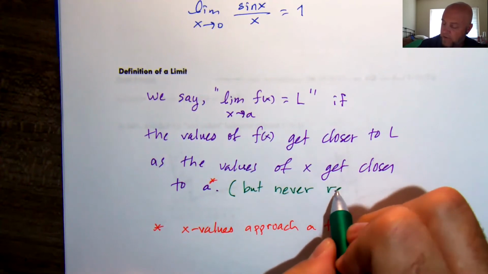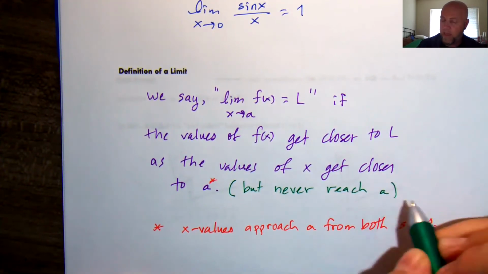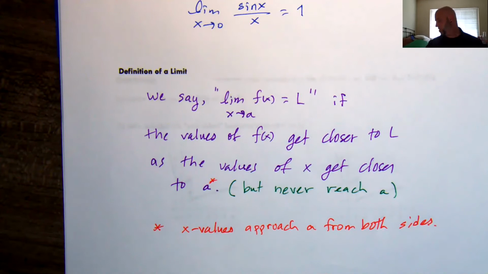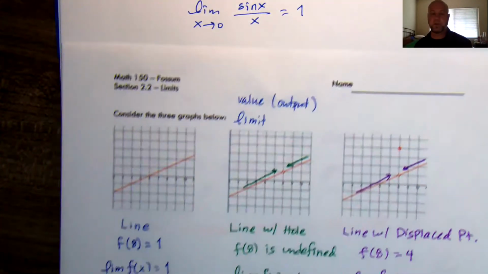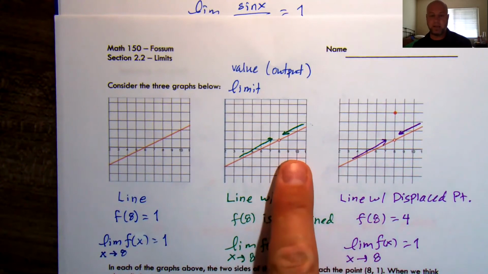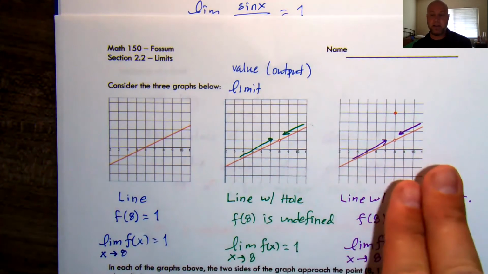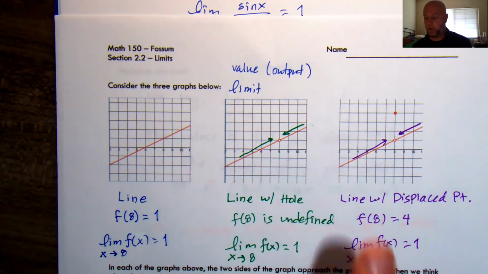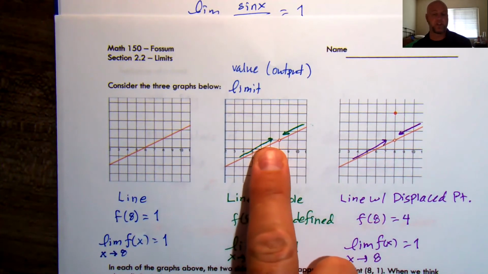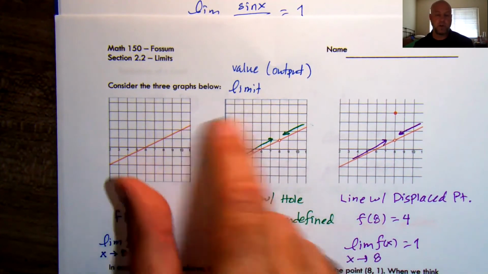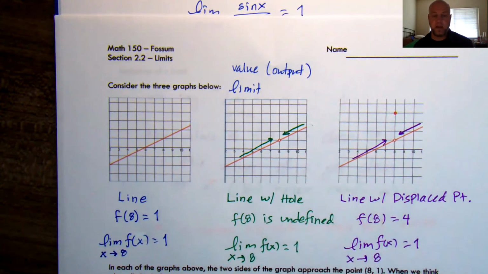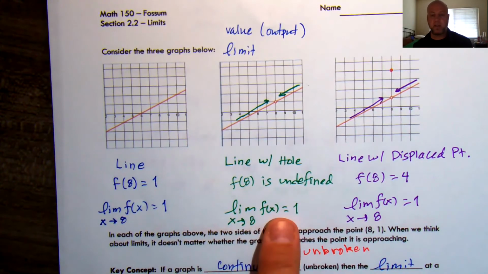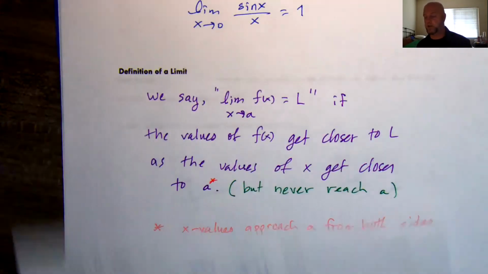And it's that idea of never reaching a that lets all of the pictures on our first page count. So if you think about it, as long as we don't ever let ourselves get to 8, then these three graphs are identical because the only place where they're different was when you actually reach 8. But the approach towards 8 was the same, and in all three cases, the output values get closer and closer to 1.